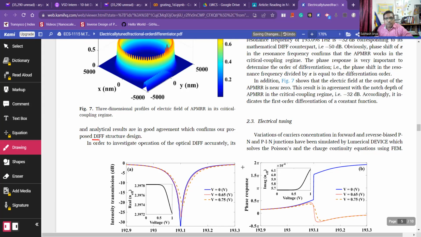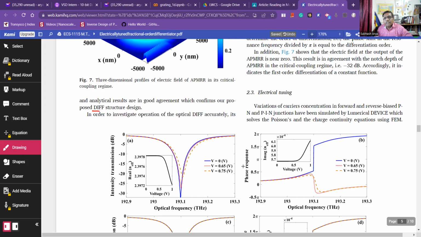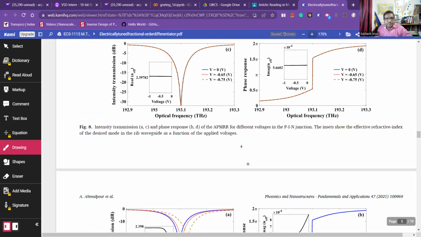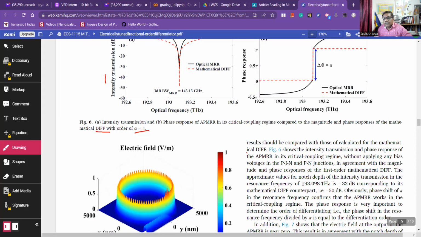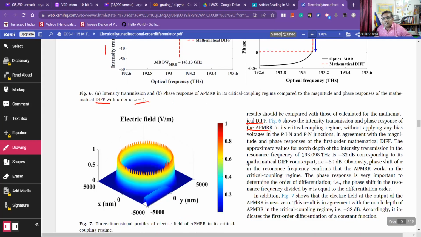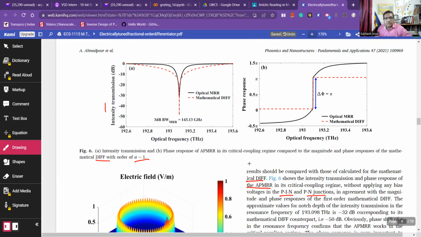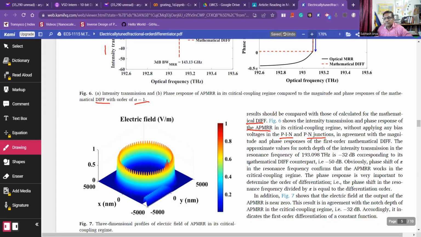In order to investigate the operation of the optical differentiator accurately, its results should be compared with those calculated for the mathematical differentiator. Figure 6 shows the intensity transmission and phase response of the APMRR in its critical coupling region without applying any bias voltage in the PIN. So figure 6 shows that without applying any bias, it is in agreement with the magnitude of the first order mathematical differentiator.